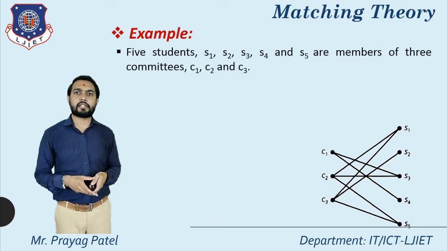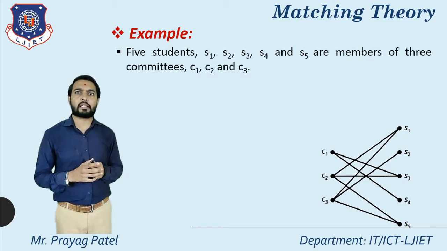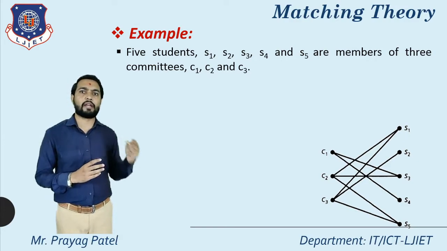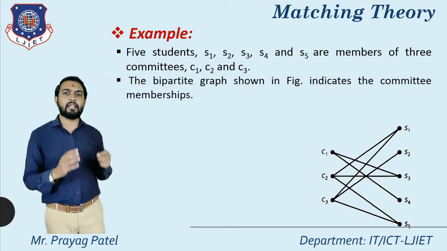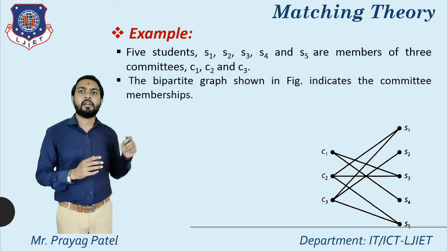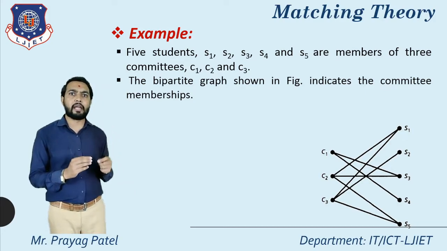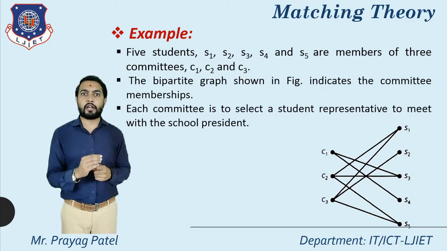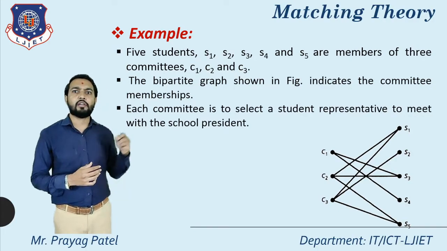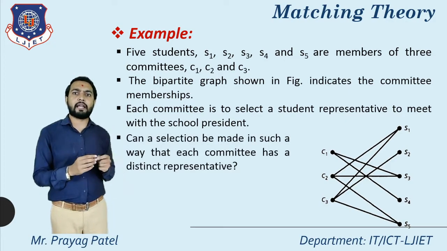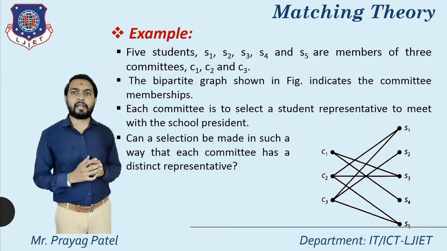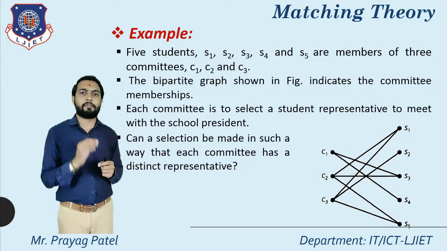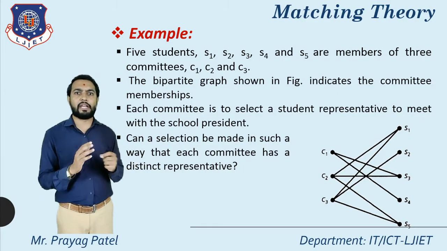Now after that, consider this example. Five students S1, S2, S3, S4 and S5 are members of three committees, C1, C2 and C3. Now we have to assign one committee per student like this. The bipartite graph shown in the figure indicates committee membership. Each committee is to select a student representative to meet with the school president. So can a selection be made in such a way that each committee has a distinct representative? So you have to find a different representative student for each and every committee.